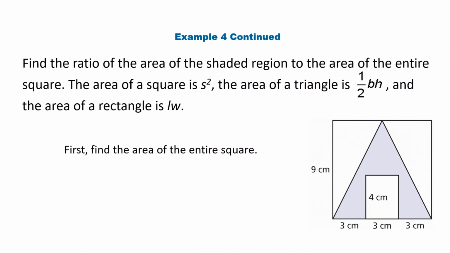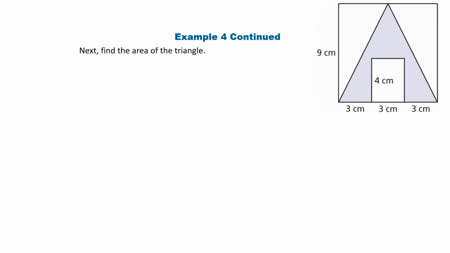So first of all, we're going to find the area of the entire square. So that's pretty easy. The total area is going to equal 9 times 9, which is 81. So that's the area, length times width, of the entire square.